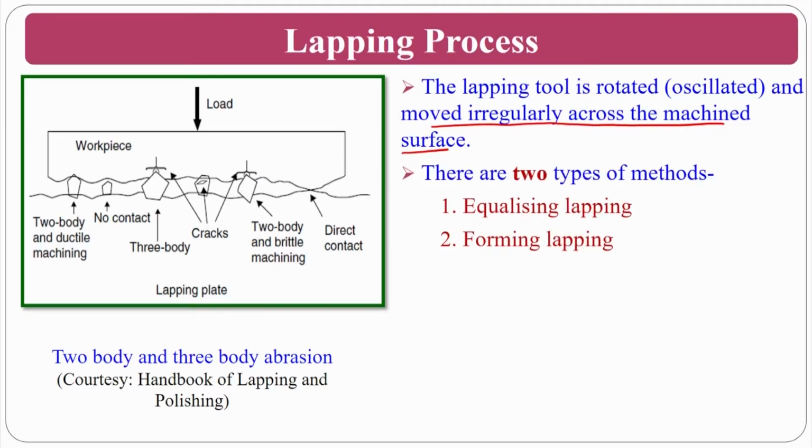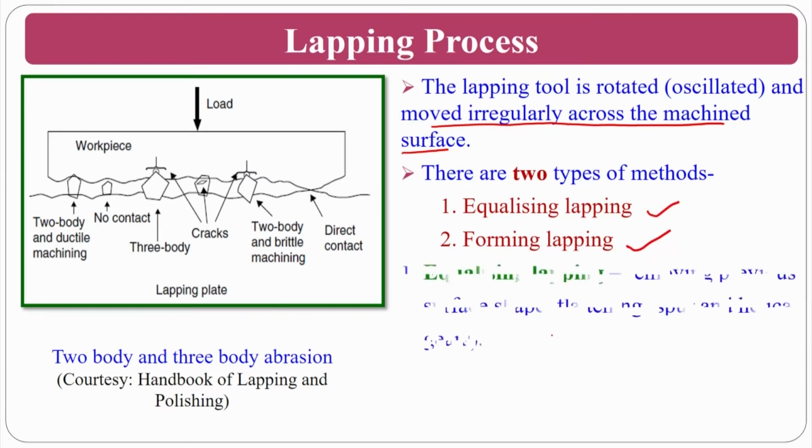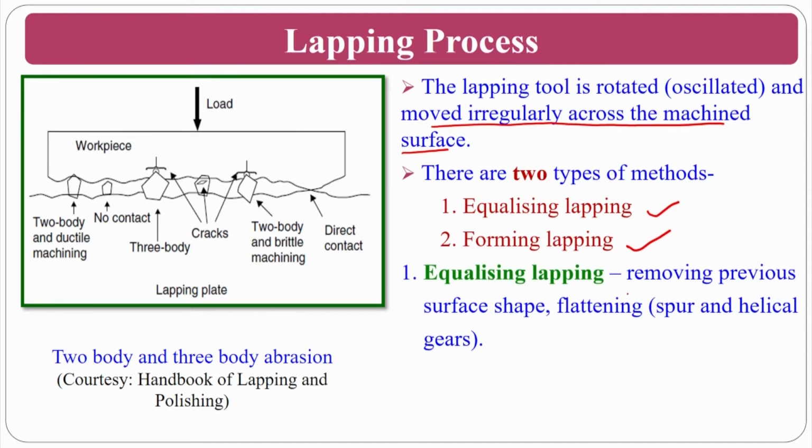So there are two types of methods, equalizing lapping and form lapping. Equalizing lapping removes the previous shapes or does the flattening. This is the main purpose. Normally, if I want to remove certain micro layers or nano layers, you can use it. At the same time, you can use it for flattening the surface.